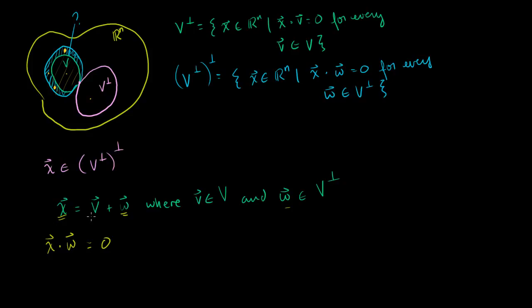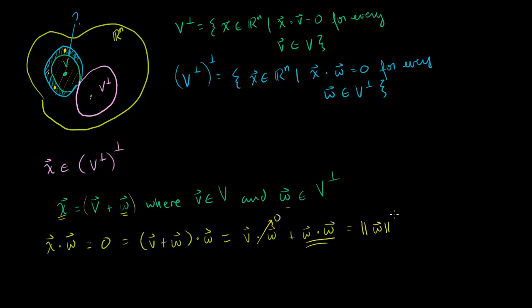But what's another way of writing x dot w? We could write it like this. This is the same thing as v plus w dot w, which is the same thing as v dot w plus w dot w. Now, what is v dot w? v is a member of our original subspace. And if you take the dot product of anything in our original subspace with anything in its orthogonal complement, you're going to get 0. So this term right here is going to be 0, and you're just going to get this term, which is the same thing as the length of our vector w squared.